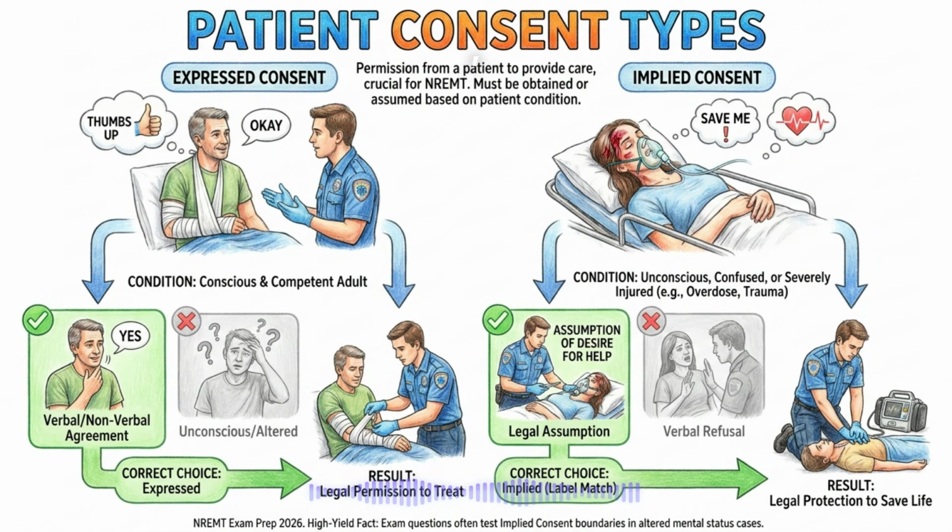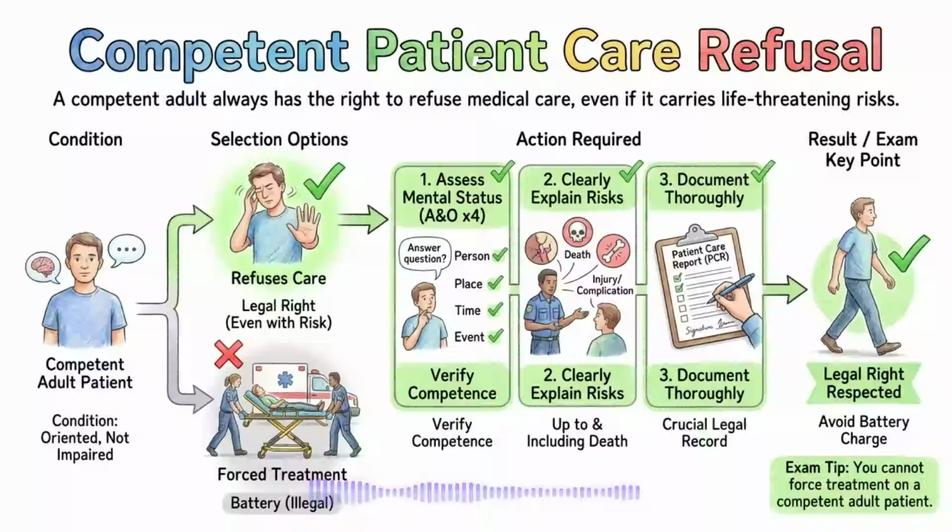Exam questions love to test the boundaries of implied consent, especially in cases involving drug overdoses or severe head trauma where the patient is altered. A competent adult always has the right to refuse medical care, even if that refusal could result in their death. To legally accept a refusal, you must ensure the patient is fully oriented to person, place, time, and event, and that they are not under the influence of drugs or alcohol.